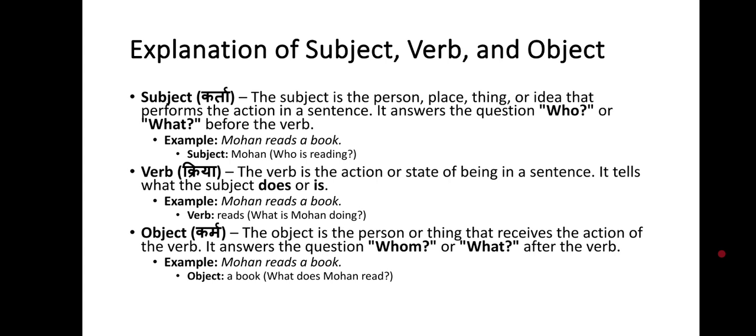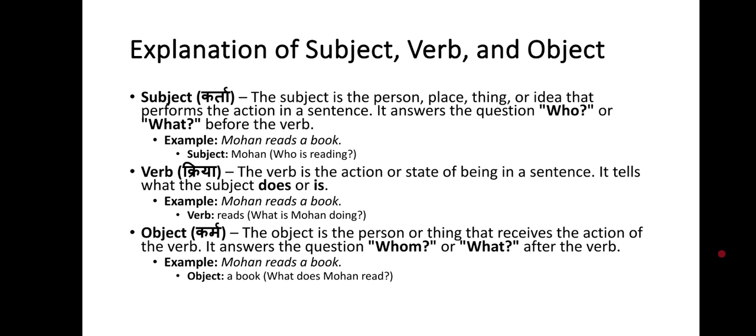Next, we have the verb, and we can call it kriya in Hindi. The verb is the action or state of being in a sentence. It tells what the subject does or is. For example, Mohan reads a book. Reads is the verb here. What is Mohan doing? He reads. So Mohan is the subject here, and reads is the verb here.